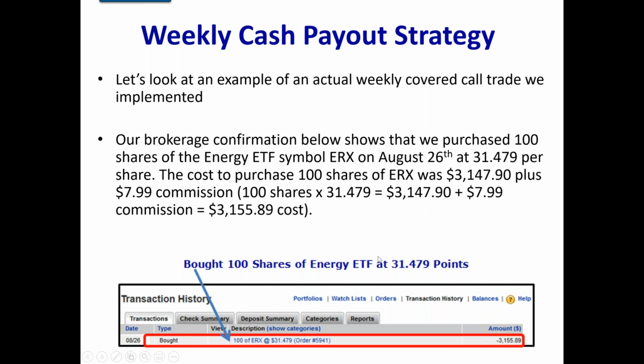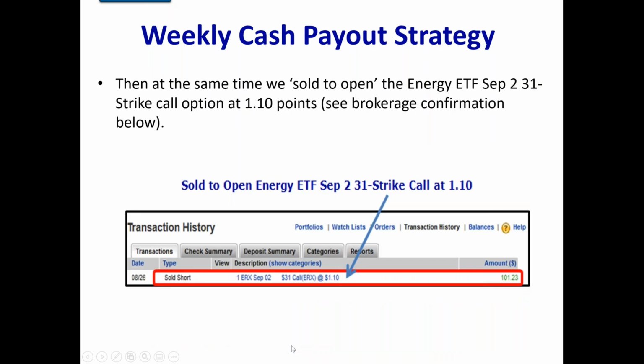Our brokerage confirmation shows that we purchased 100 shares of the energy ETF symbol ERX on August 26th. And we paid $31.479 per share. So the cost to purchase 100 shares plus the commission was $3,155. So this is the first leg of the two legs of the spread. Bought 100 shares of ERX at $31.47, and at the same time we sold to open the energy ETF September 2nd 31 strike call at $1.10. So at the same time we bought the 100 shares, we sold to open the September 2nd 31 strike call. So this was done on August 26th.